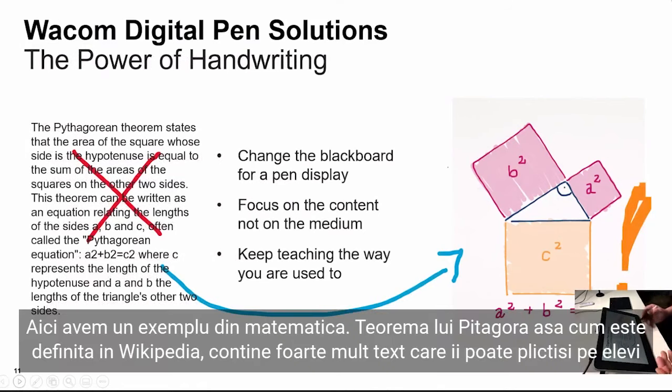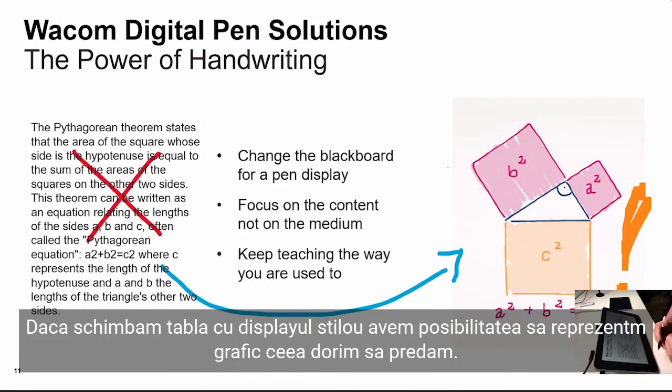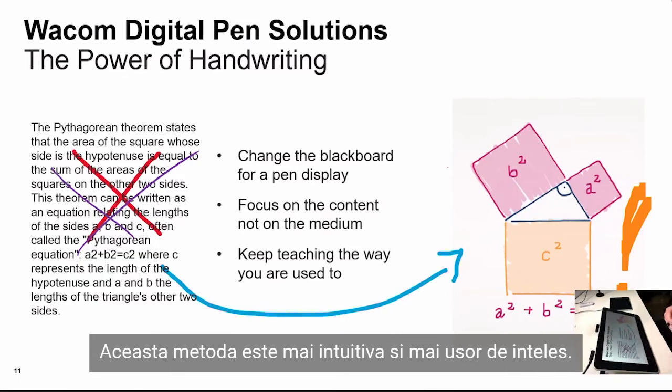This is a good example, as I think this is the Pythagorean theorem as you could read it in Wikipedia, a lot of black and white text. And if you read this to your students, they can easily get bored and say, yeah, okay, I can read this on my own in Wikipedia. But how about changing your blackboard for a pen display? So you can still focus on the content and not on the medium. So you keep teaching the way you are used to. So forget about this one and just draw these quick jots here and have the Pythagorean theorem in a small graphic application, which is way more intuitive and way easier to understand.